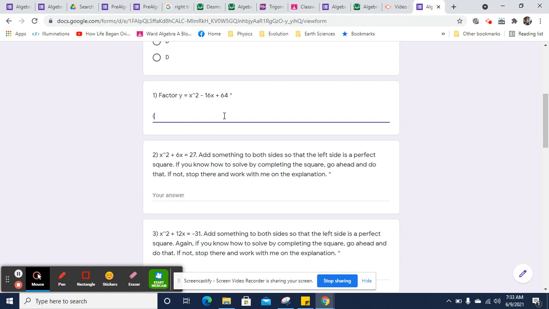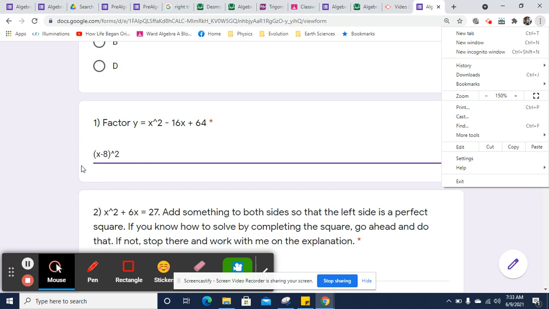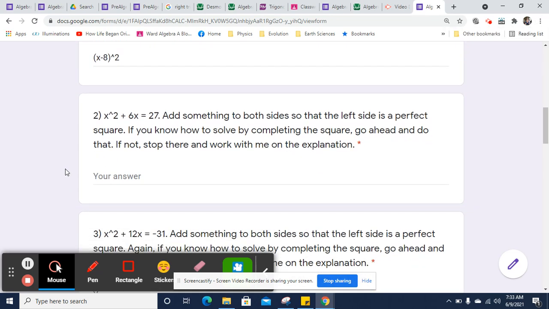So it's going to be x minus 8 times x minus 8, and then we could just say that's x minus 8 squared since they are the same factor being used twice, and that's what an exponent means. It tells you how many times you're using a factor.